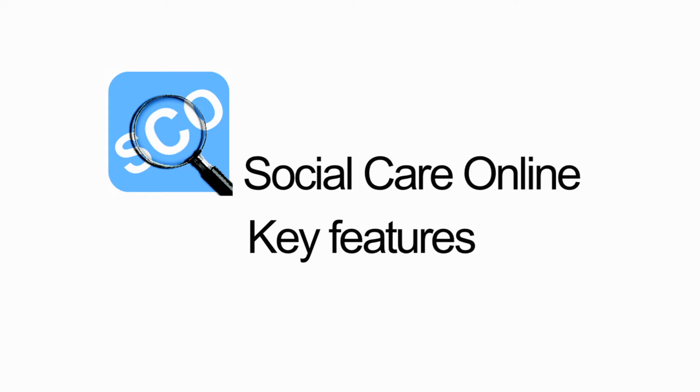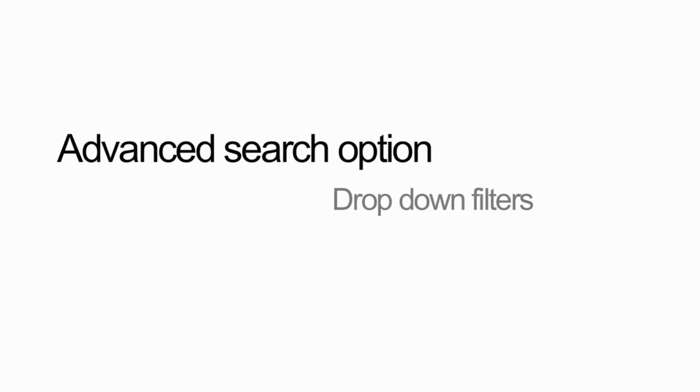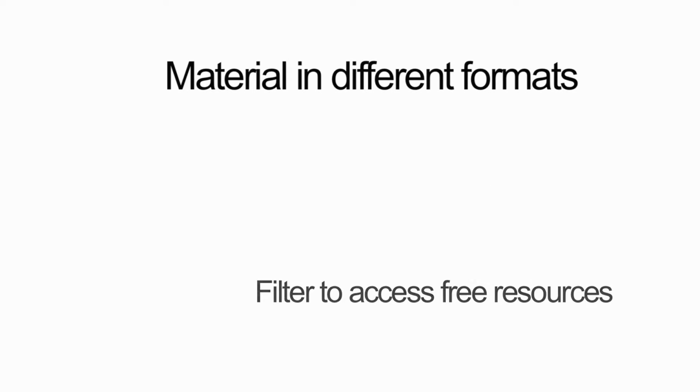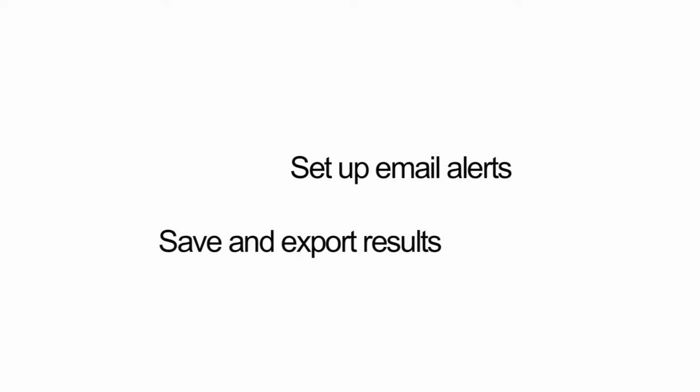Social Care Online has a number of key features that make it easy to use and supports many different functions. It includes an easy-to-use Google-type standard search, a more complex, advanced search option. There are easy-to-access drop-down filters that includes a filter to access freely available resources. Materials are available in many different formats, including video, and you can set up email alerts for specific subject areas. Results can be saved or exported for further use, and Social Care Online incorporates many other useful features.